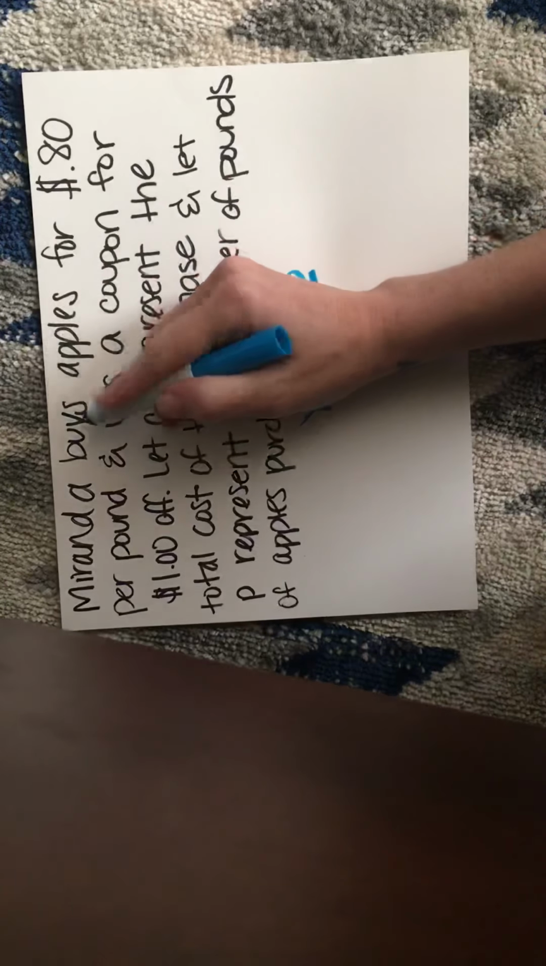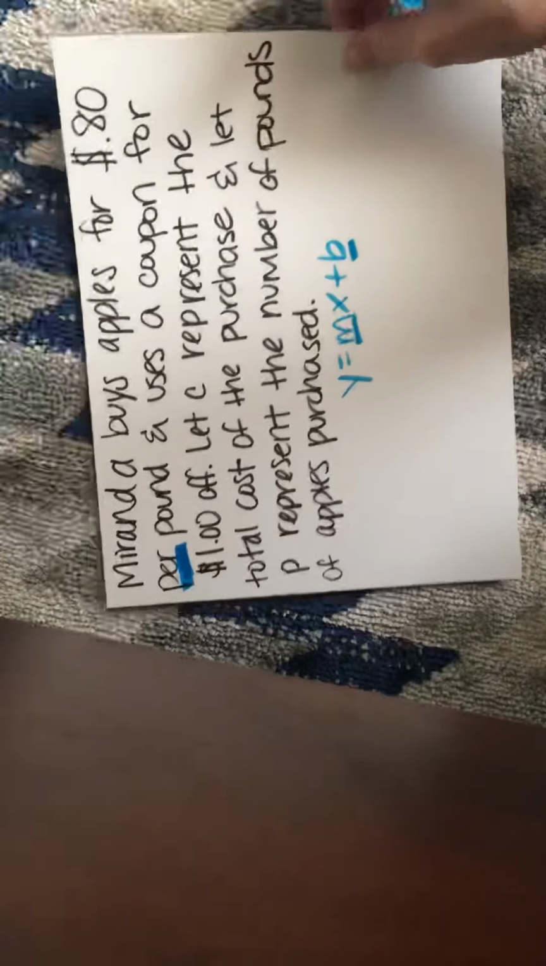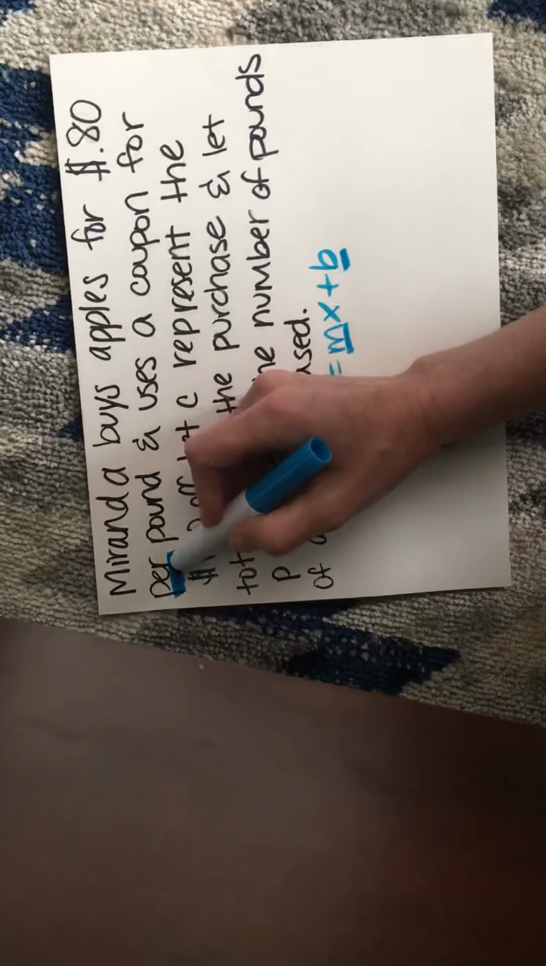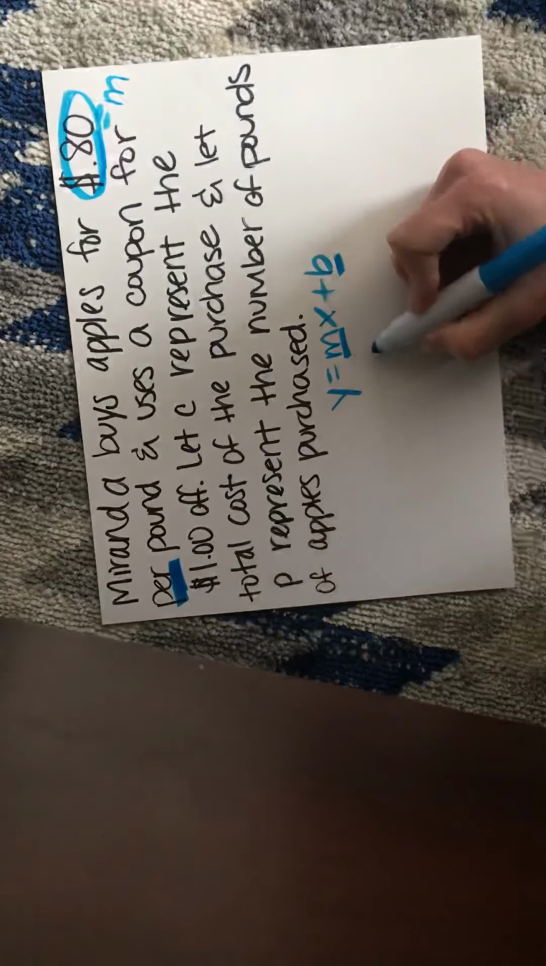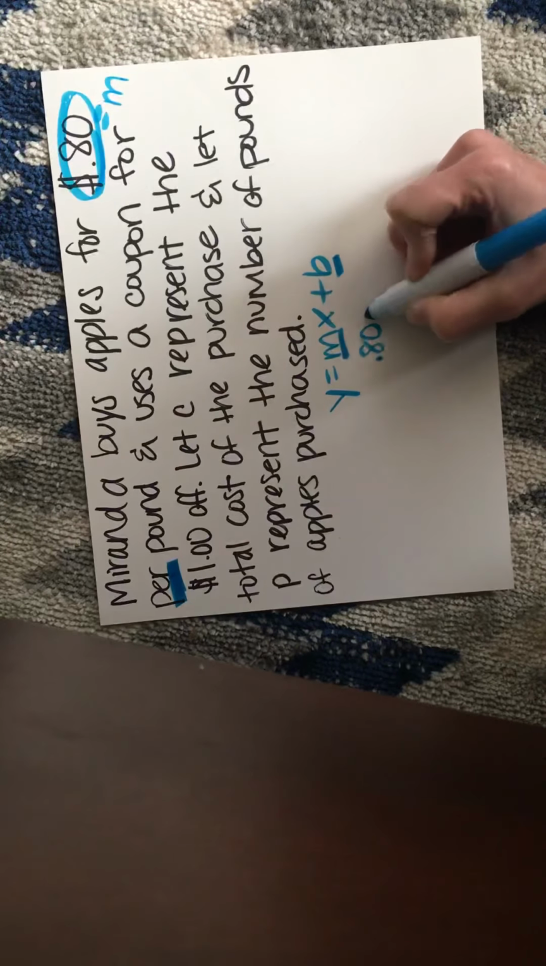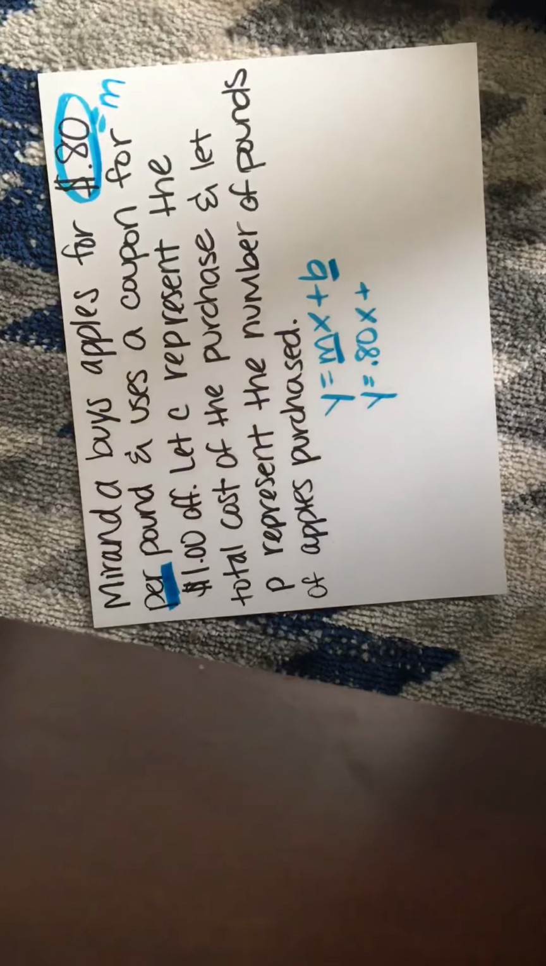So she buys apples for 80 cents per pound. That per is very important to us because that indicates that this 80 cents is our slope. So I'm going to go ahead and plug that in down there. Yes, I'm going to attach the x to it because x is always attached to the slope, and now we need to find the y-intercept.